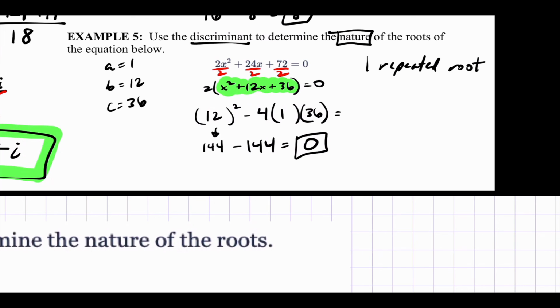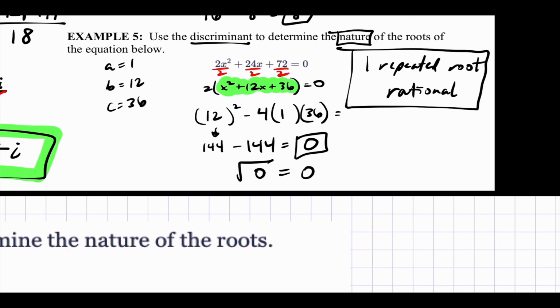Is it going to be rational or irrational? Well, the square root of 0 is 0, right? That's rational. 0 is a nice, clean number. Rational. Done. Okay.